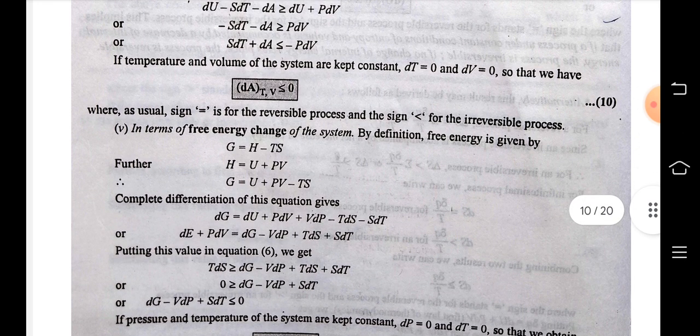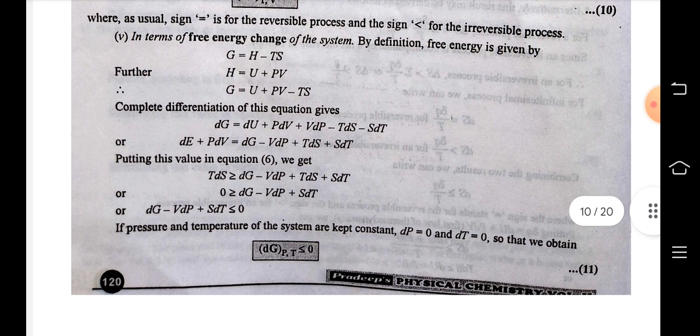In terms of free energy change of the system, by definition, free energy is given by G = H minus TS. H is equal to U plus PV, so G = U plus PV minus TS. Complete differentiation gives dG = dU plus PdV plus VdP minus TdS minus SdT. So dU plus PdV is equal to dG minus VdP plus TdS plus SdT.